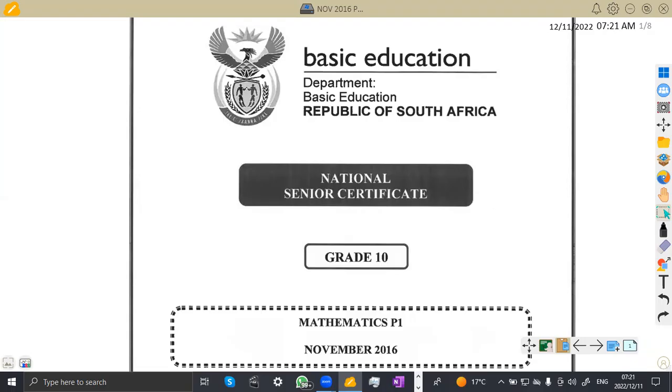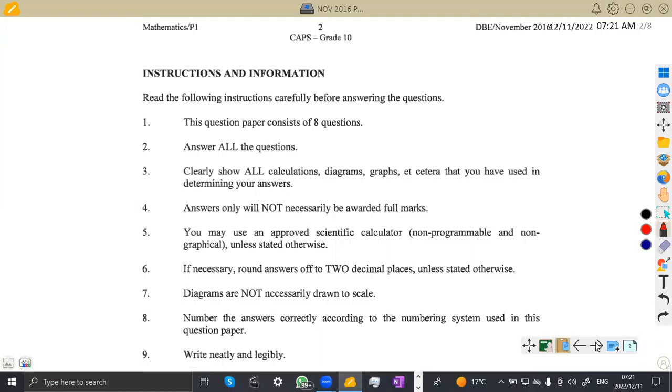So in this platform, we are going to focus on the question paper which was written in November 2016. That is paper 1. So we shall quickly rush through the questions so that we see how we are supposed to be attempting these typical questions. As you know, guys, you're supposed to read your instructions, especially this one of the degree of accuracy, that you're supposed to leave your answers to 2 decimal places unless stated otherwise.